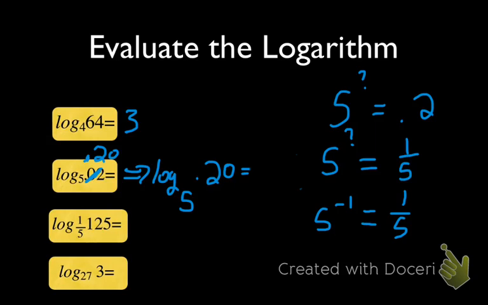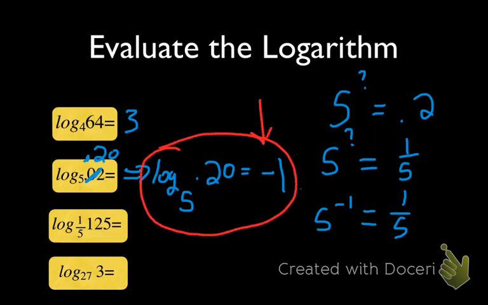Okay, so log base 5 of 0.2 is -1. All right, so just to point out what my answer is here. Negative 1 is the solution to log base 5 of 0.2.